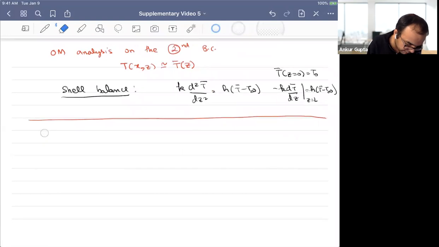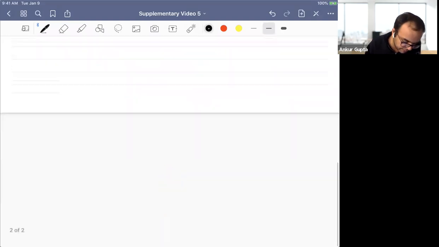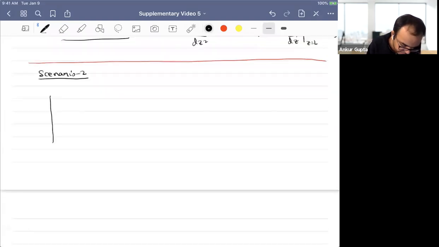Okay, so let's do scenario two. The first one we discussed was scenario one. Let's discuss scenario two. What we have been told is that the problem remains the same, but we have basically insulated these two sides. We have insulated this side, and we have insulated this side.